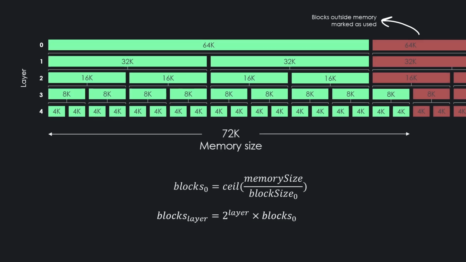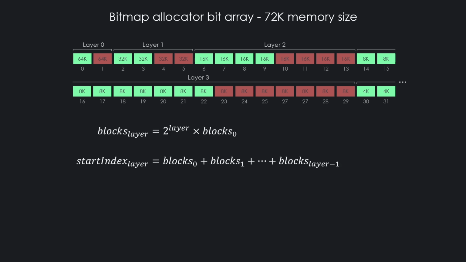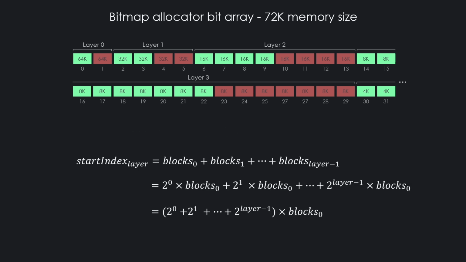The next question is, how can we calculate the index in the array where the layer starts? If we ignore the fact that this is stored in a byte array, we can calculate the index of the bit by adding up all the sizes of the previous layers. If we do the math, we will end up with this expression. The size of block 0 multiplied by 2 to the power of 0 plus 2 to the power of 1 plus etc. plus 2 to the power of layer minus 1.